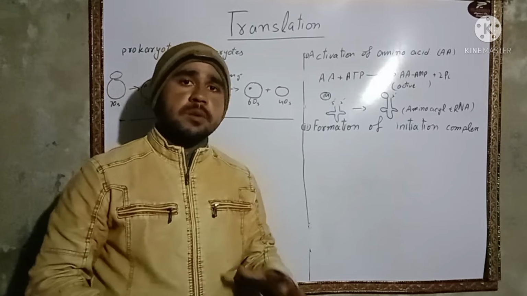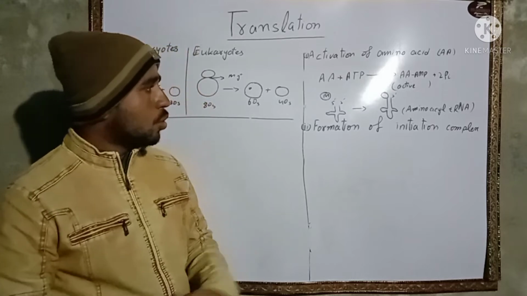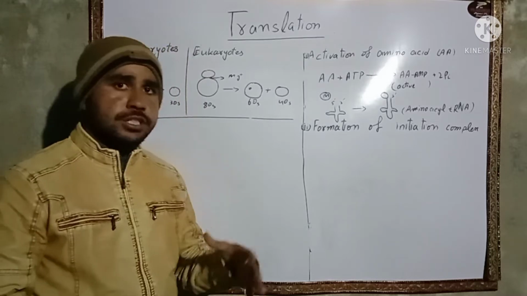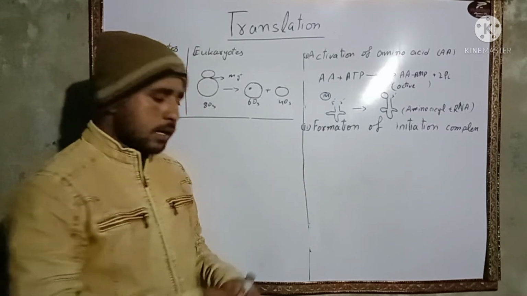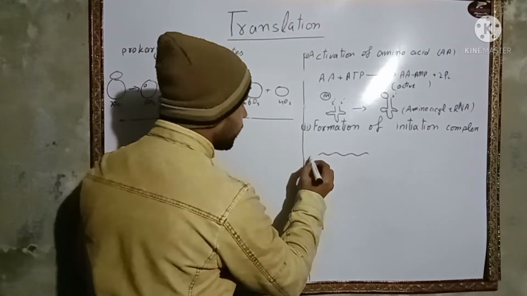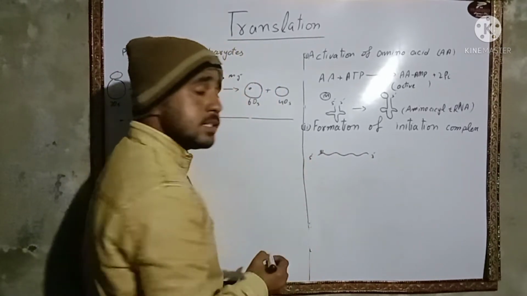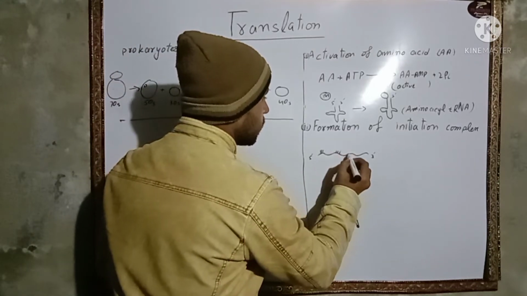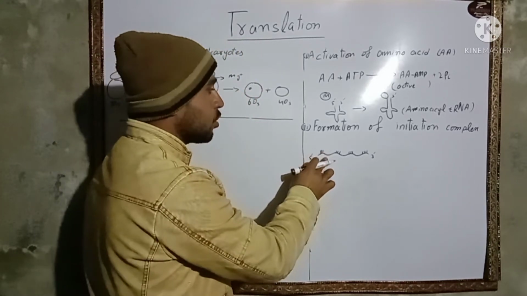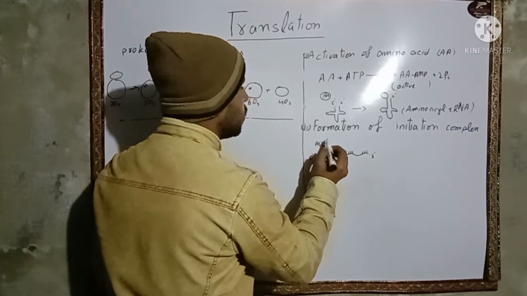We know that in the formation of anything, we need its constituents. So we also need the constituents of the initiation complex for its formation. What are the constituents of the initiation complex? These are: number one is messenger RNA, 5 prime end, 3 prime end. Messenger RNA has a sequence of nucleotides in the form of codons. The first codon of messenger RNA will always be adenine, uracil, and guanine.